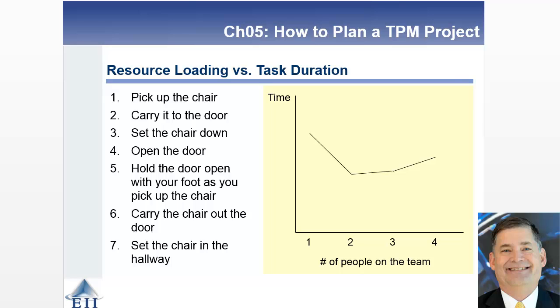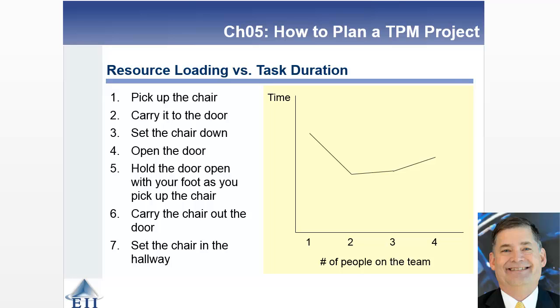And look at the task that this slide depicts. So we're just picking up a chair, carrying it to the door, setting the chair down, opening the door, holding it open, picking up the chair, carrying it, and then setting it in the hallway. And what you see in the graph to the right is the more people you get involved with this project, going from 1 to 2 leads to a reduction in the task duration. But when you add 3 or 4 people, they start getting in each other's way, because it's really a task suited for 2 people.